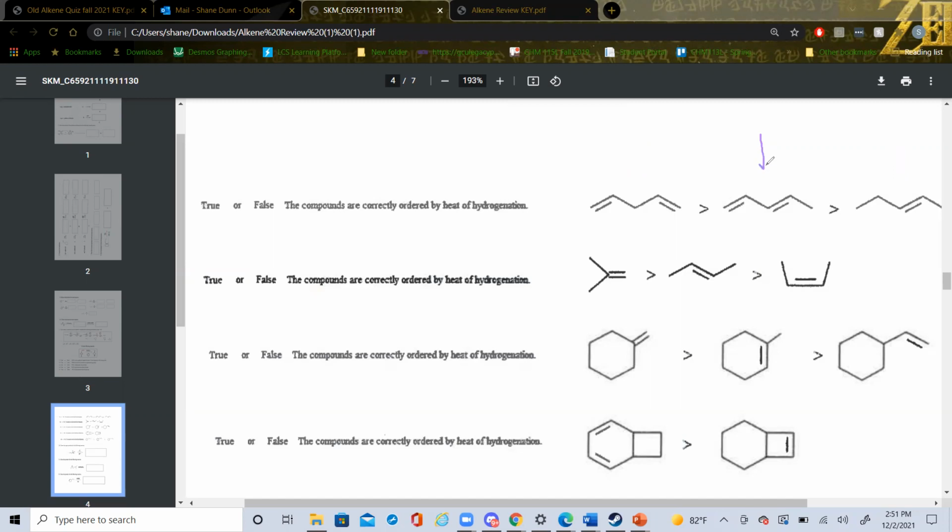This molecule right here can form resonance structures. If this bond were to move here, it could push this guy over here. It has resonance, which means it's more stable. This guy right here has 2 bonds, but they are not close enough to be resonance structures. This guy right here is the least stable, which means you would have the highest heat of hydrogenation, so this one is true.